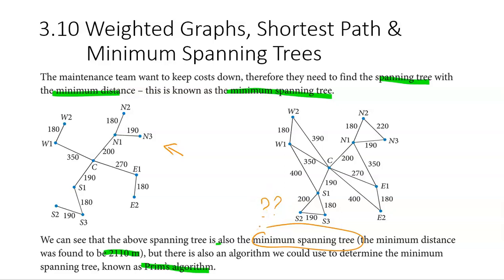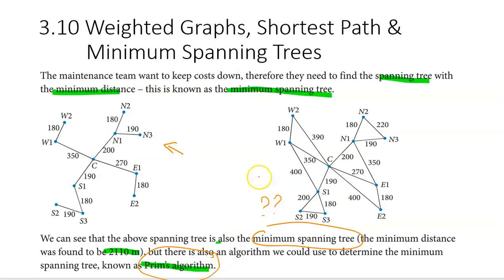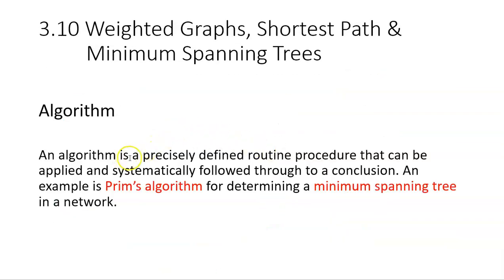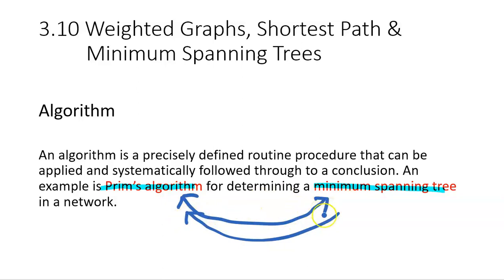I'm going to teach you using the algorithm, Prim's algorithm, to find the minimum spanning tree. Let's look at the algorithm. An algorithm is a precisely defined routine procedure that can be applied and systematically followed through to a conclusion. When the question asks you to use Prim's algorithm, it indirectly asks you to find the minimum spanning tree. You need to remember this. Prim's algorithm means find the minimum spanning tree, and finding the minimum spanning tree can also be phrased as using Prim's algorithm, because sometimes students cannot remember that Prim's algorithm is looking for the minimum spanning tree.